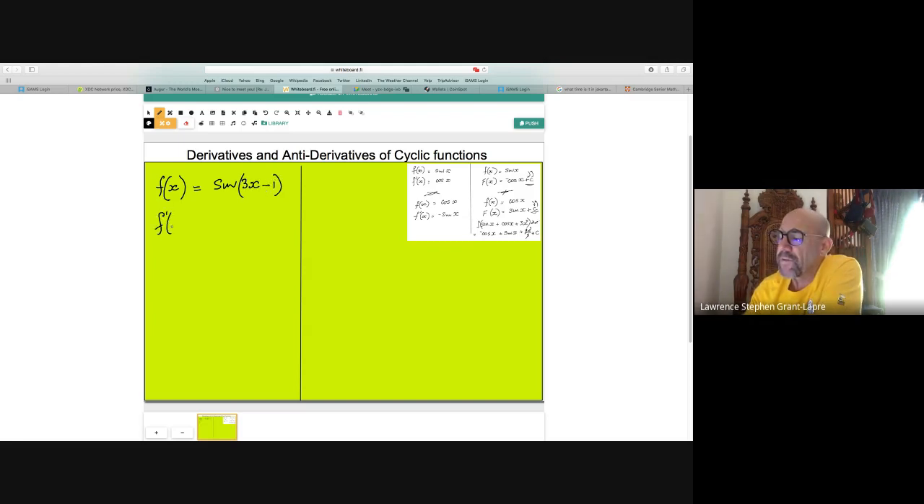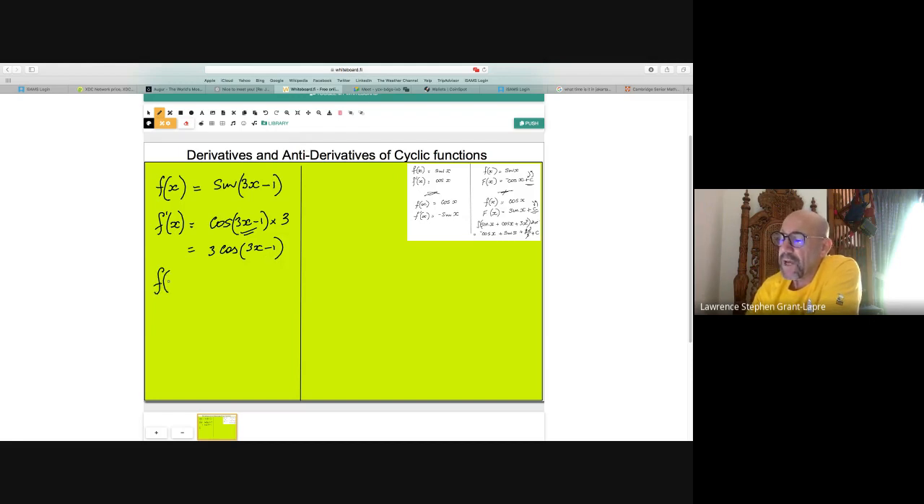So the derivative of sine x. Well, the derivative of sine x, as we said before, was cos x. So the derivative of sine bracket is cos bracket. That's the first part. The second bit is the derivative of that bracket. The derivative of 3x minus 1 is 3. So we simply have to multiply by the derivative of the bracket. That's the chain rule. So we end up with 3 cos 3x minus 1.